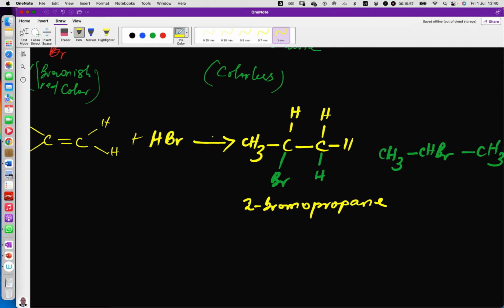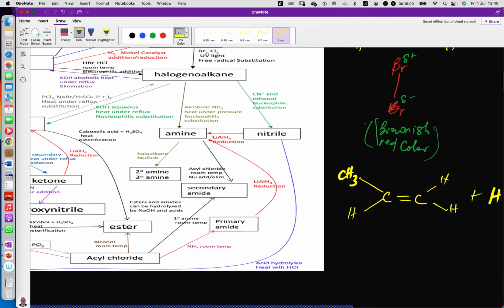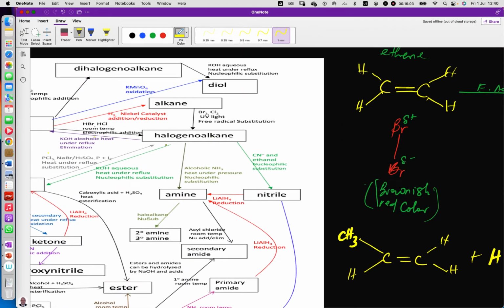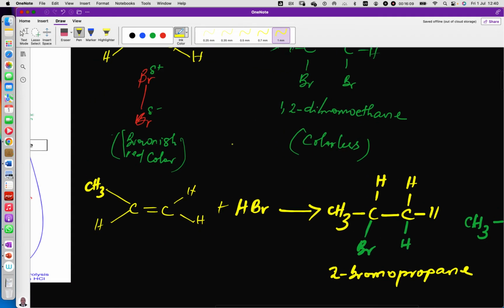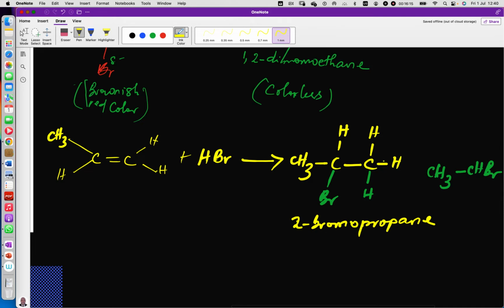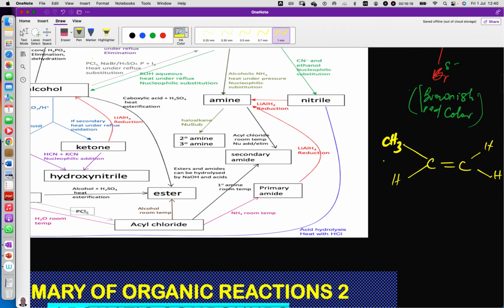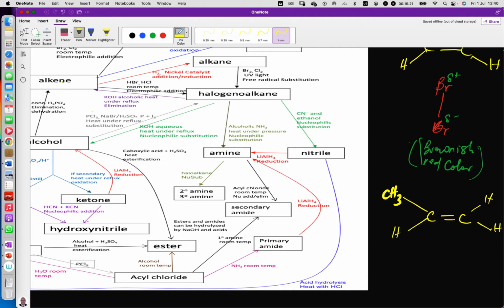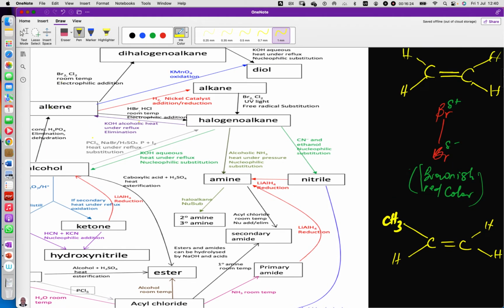That is why it is mentioned here as a halogenoalkane. This is a halogenoalkane that has been formed as a result of this. So again, you will also see that an alkene can react with hydrogen bromide at room temperature, and that will be electrophilic addition to produce a halogenoalkane.